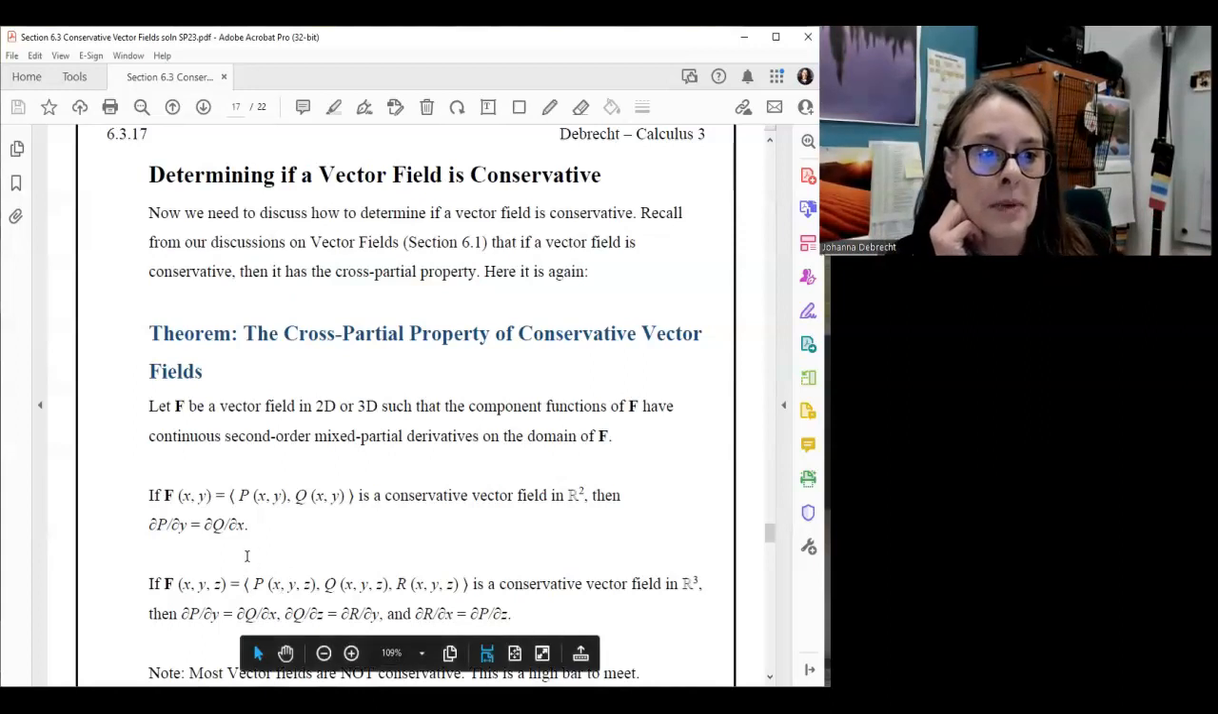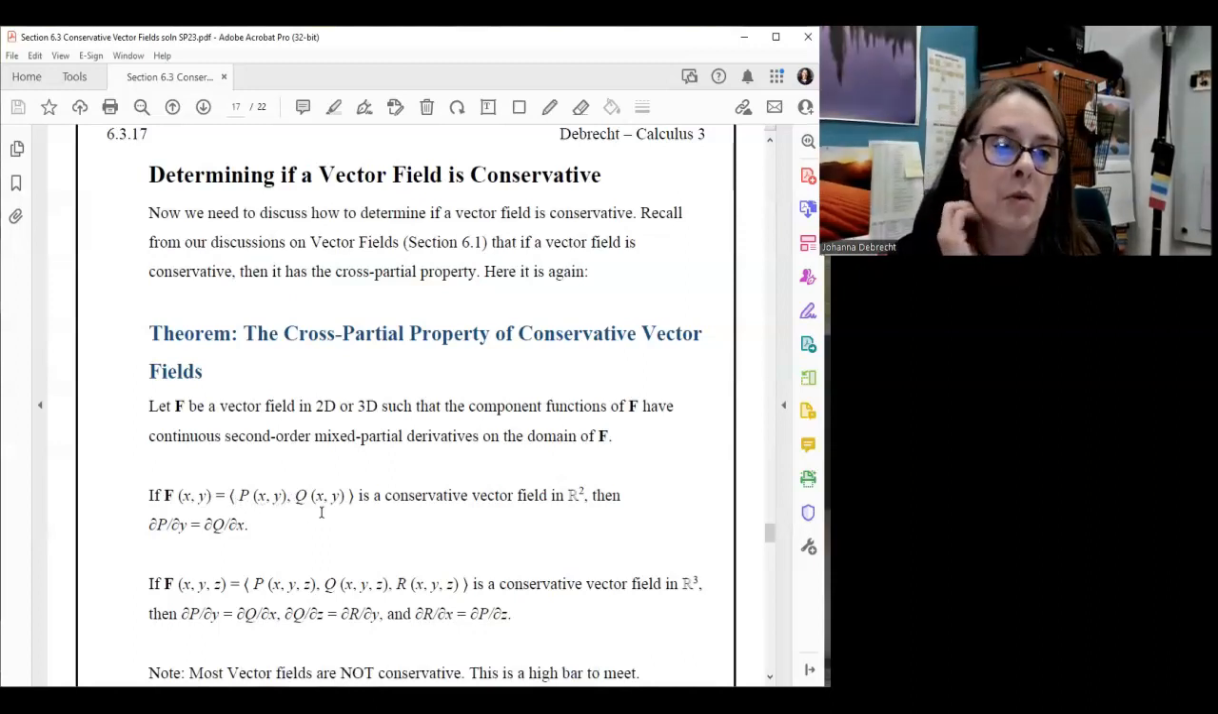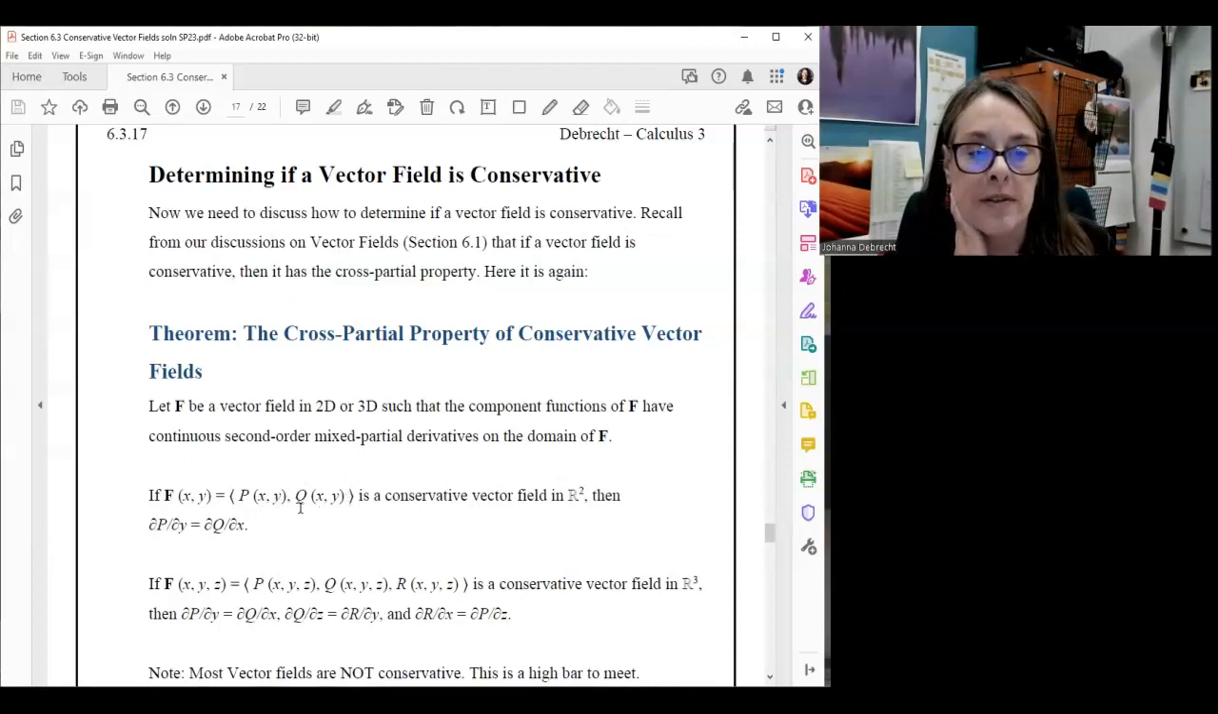So the cross-partial means that if you take the partial of the first component with respect to the second variable, y, it will be equal to the partial derivative of the second component with respect to the first variable, which is x. So the partial of p with respect to y is equal to the partial of q with respect to x.